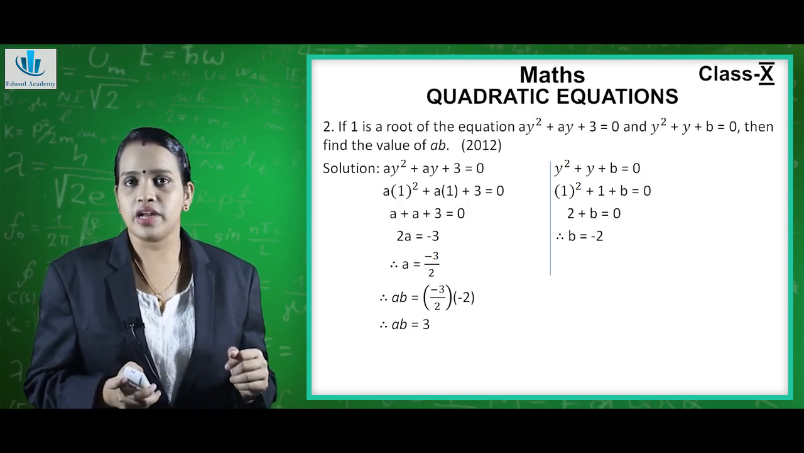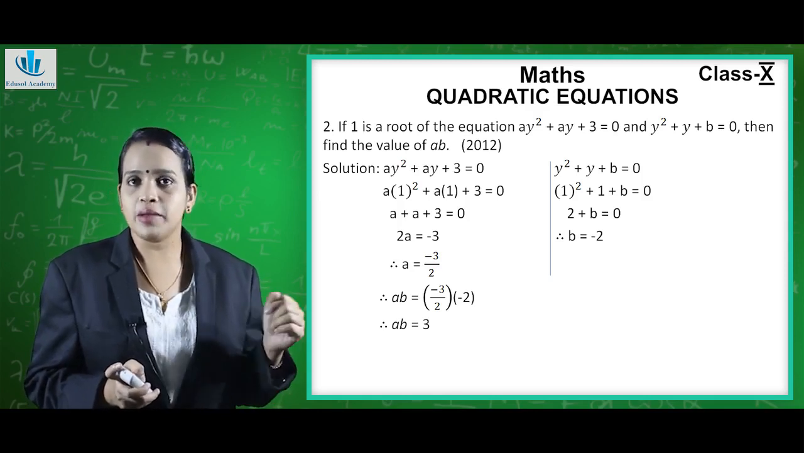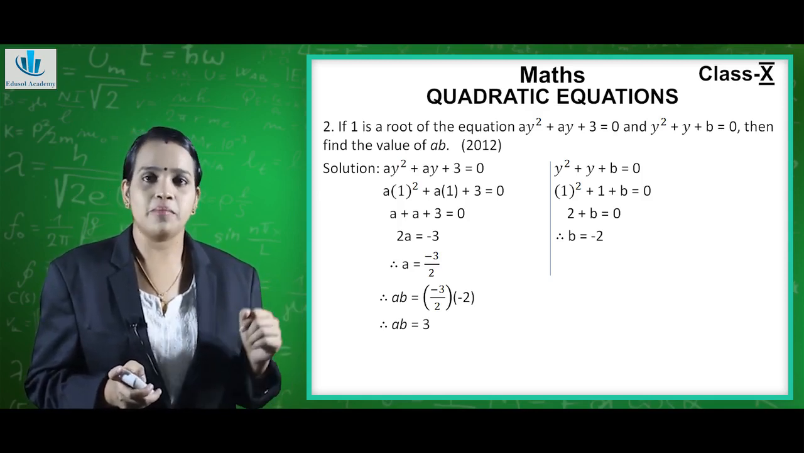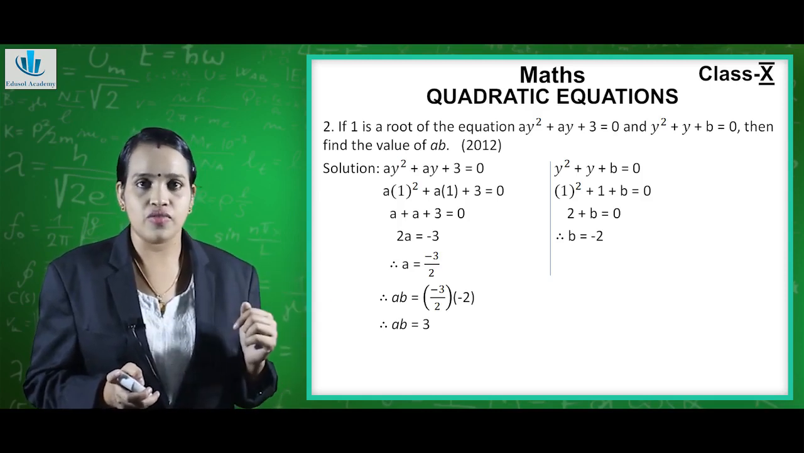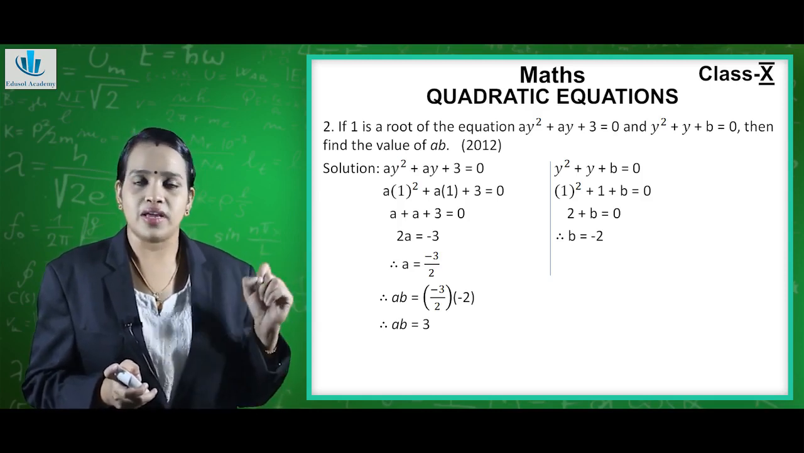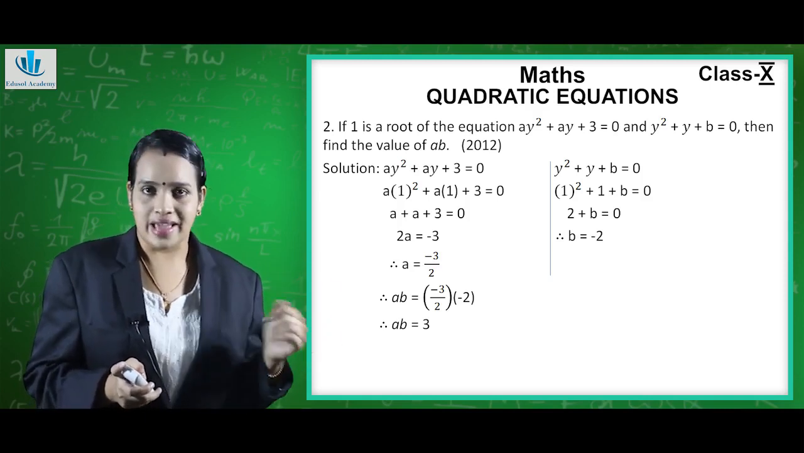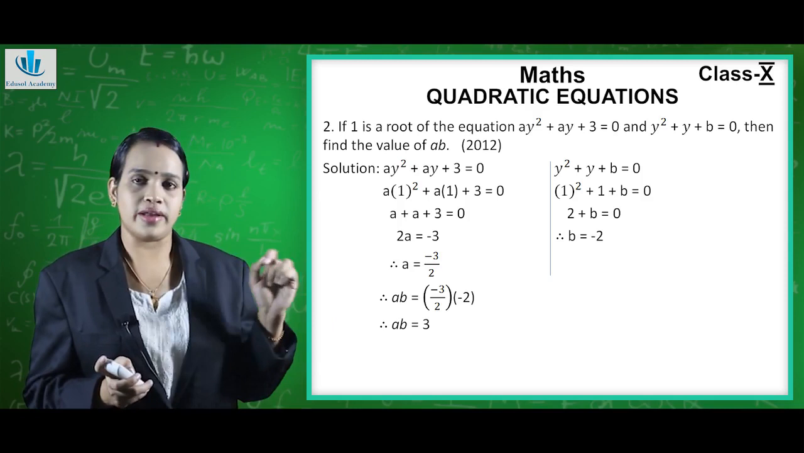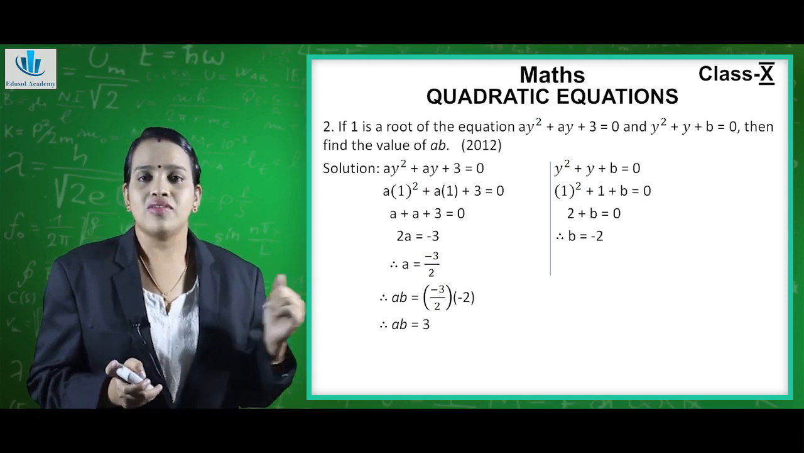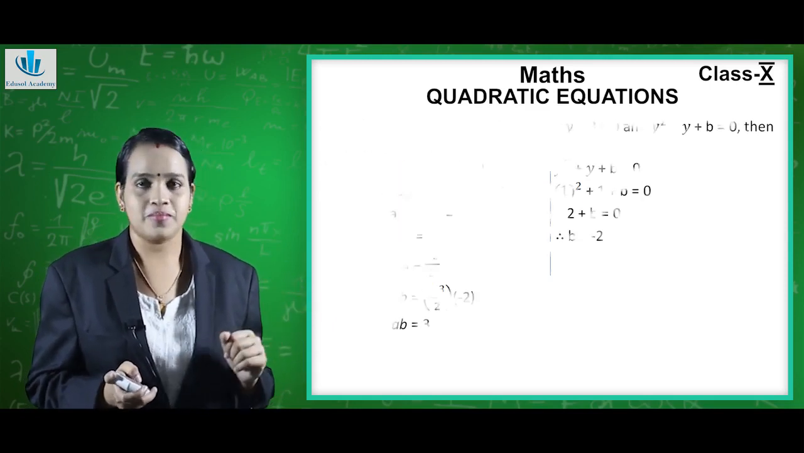Now we have to find the value of a and b, ab. We already got the values of a and b. So we can write here -3/2 into -2. So 2 gets cancelled. So minus remains; minus minus becomes plus. So our value of ab is 3.